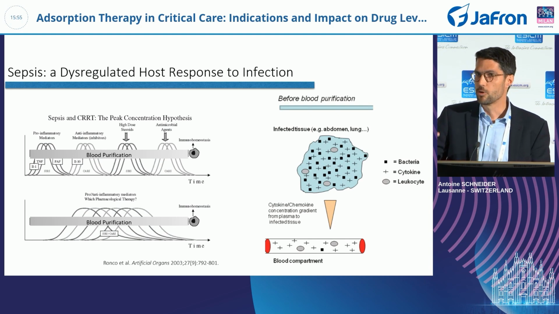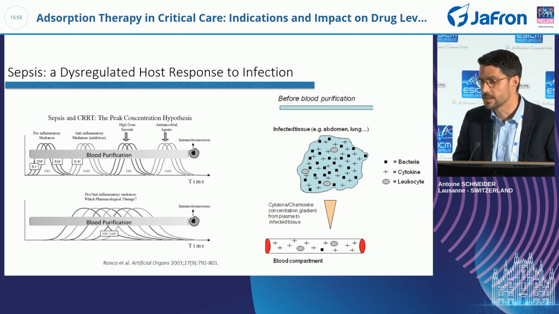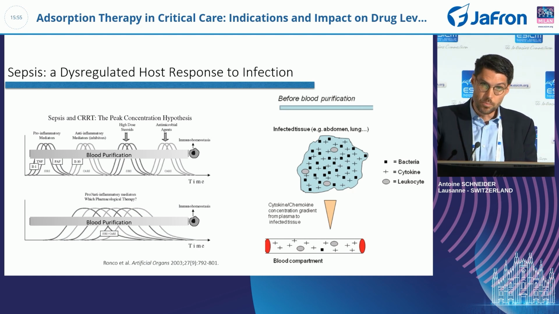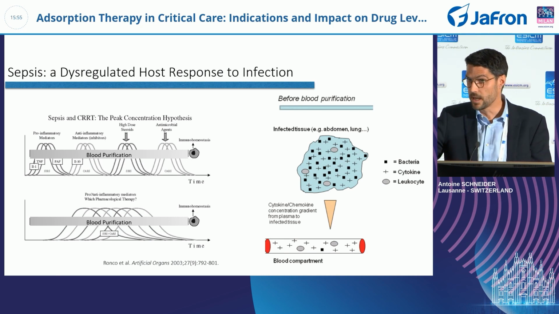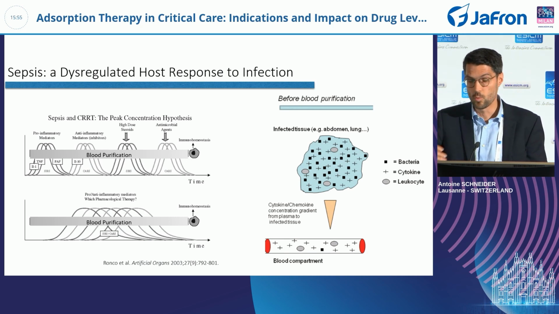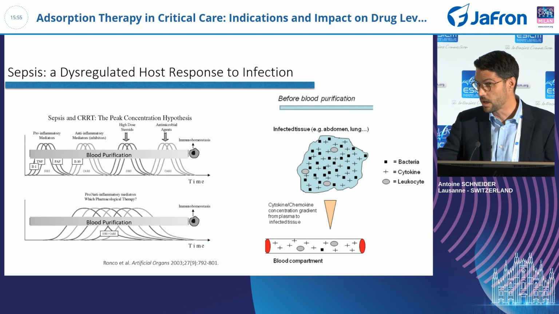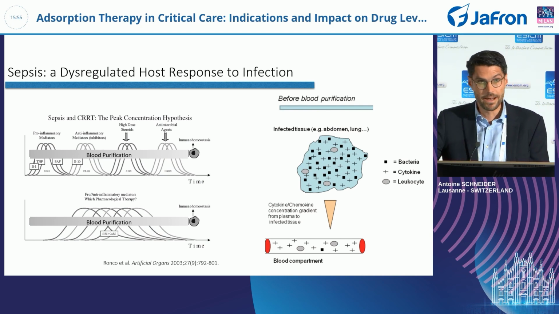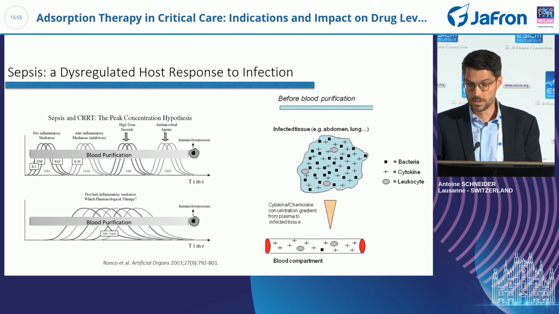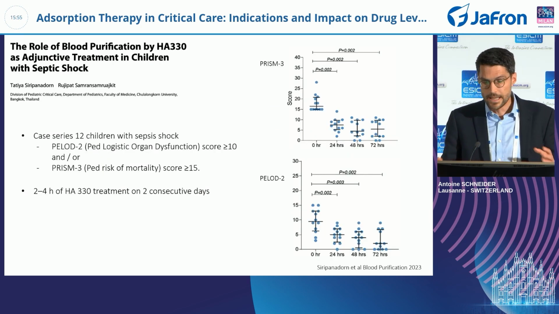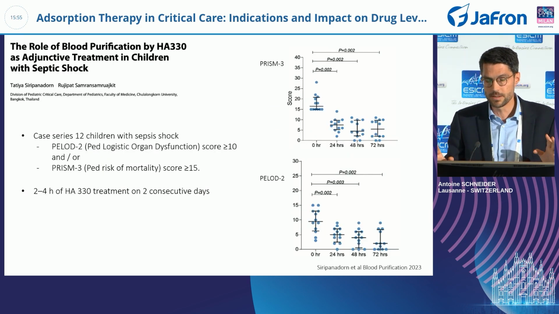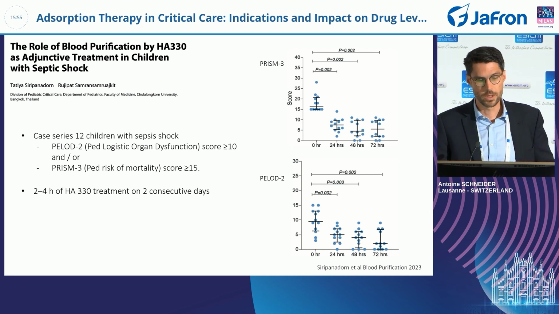This would also restore the gradient. By decreasing the concentration of the cytokines in the blood, it will increase proportionally the gradient towards the infected cells, the infected tissue where the white blood cells are needed, and they are directing their inflammatory response towards the area where they are required. So again, in sepsis, the level of evidence is relatively low to support hemoadsorption.